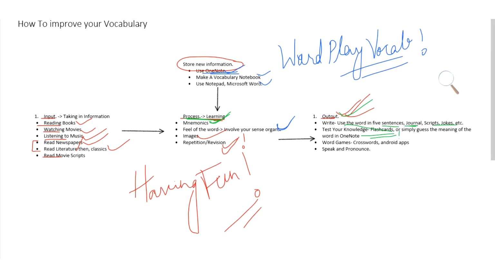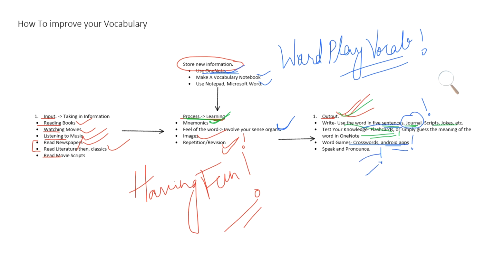But what I would recommend is to use the word in 5 or more sentences, or write a journal. You can use word games. A lot of Android apps are available. You can check out my videos on top 10 best vocabulary builder apps. There are a few apps that feature gaming as the core of introducing new words. Watch that video and let me know what you think.